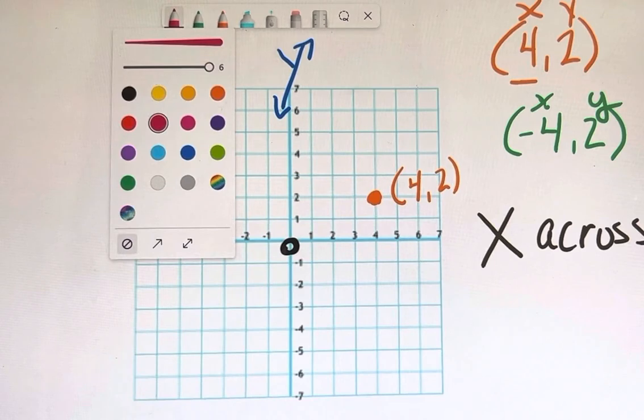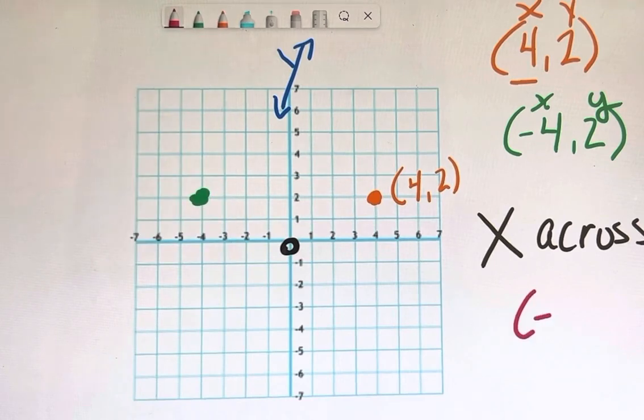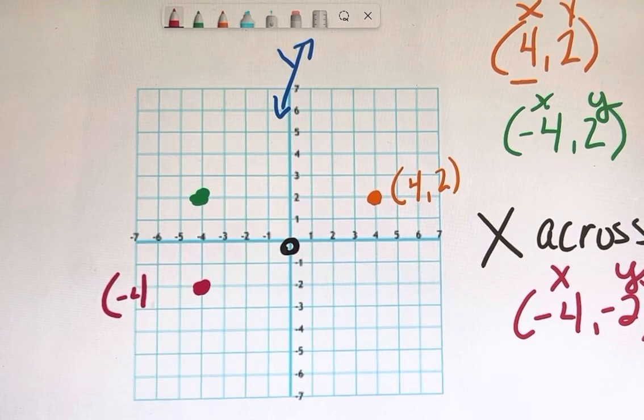So let's make a different color here. Now we're going to go -4, -2. Again, the -4 is the x. That means that's where I'm going to go across. And the -2 is the y. So we go over to -4, and then we're going down 2. And that's where our point's going to be. So I'm going to just put it in pink here, sorry, fuchsia. And this is going to be -4, -2. Actually, let me write the coordinates of the previous one, which would be -4, +2, so you can see the difference.